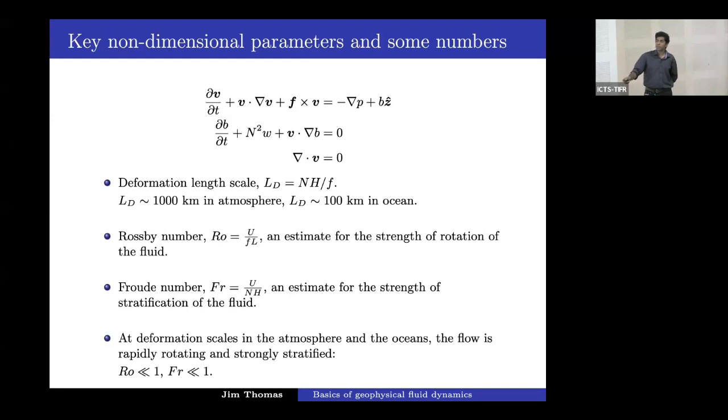So we have these two parameters, and at the deformation scale, if you put in numbers for the atmosphere and the ocean, you find that for the large scale flow, both the Rossby and Froude numbers are small. These are two small parameters, and we can exploit them to derive approximate models that capture complex phenomena in the atmosphere and the ocean in these regimes, the small Rossby and Froude number regimes.